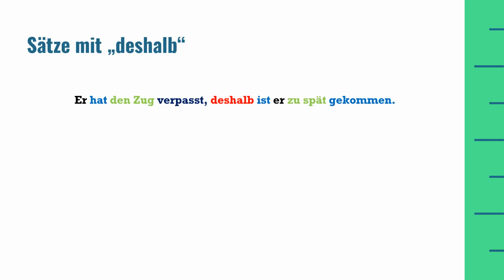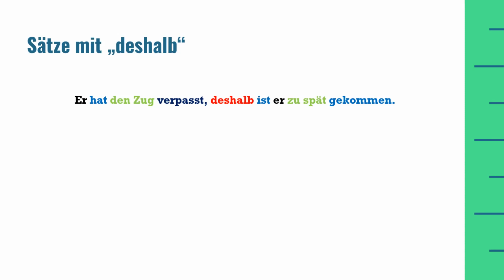Er hat den Zug. Den Zug is the object of the sentence. Object of a sentence is accusative. Therefore, we have to use the definite article for the masculine noun Zug in the accusative case, which is den. Verpasst is the participle zwei form of verpassen, which means to miss. After that, we put a comma and give a space and we start the second Hauptsatz with deshalb.